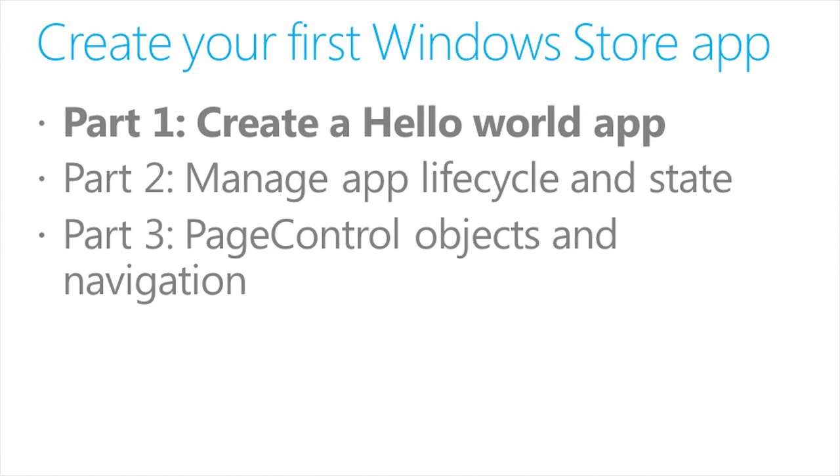In part 2, Manage App Lifecycle and State, we'll discuss the app lifecycle and we'll extend the Hello World app by storing app data in Windows roaming settings and saving session state data using the WinJS application session state object. In part 3, Page Control Objects and Navigation, we'll migrate our app to use the Navigation App Template and Page Control Objects, and we'll add an app bar to navigate between pages using the WinJS navigation service.